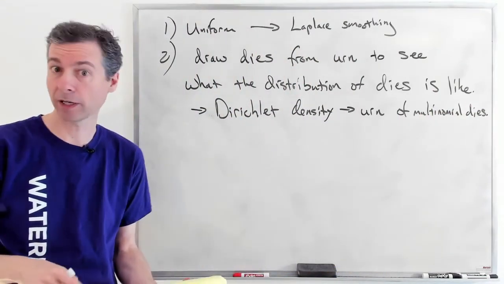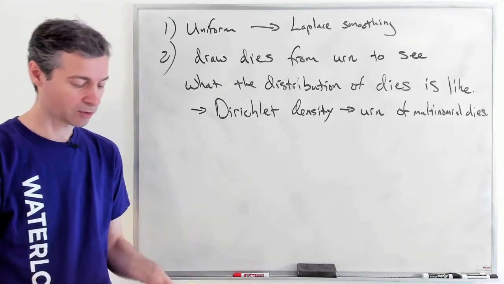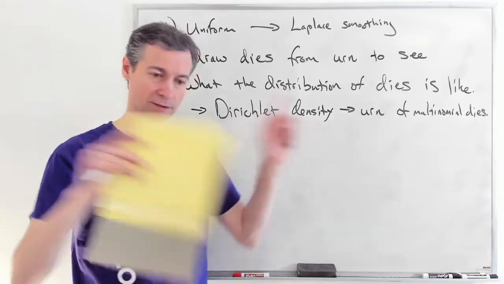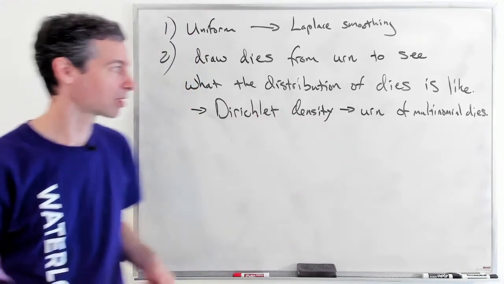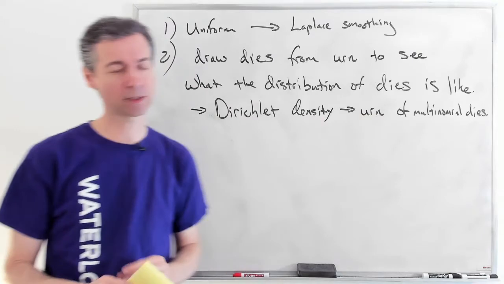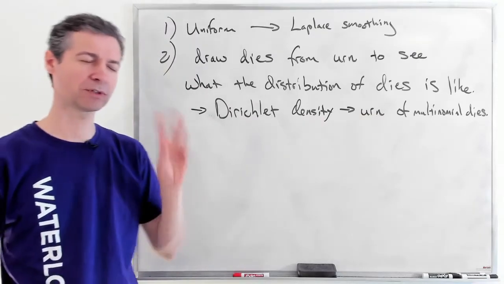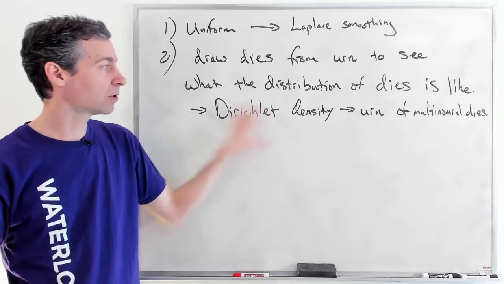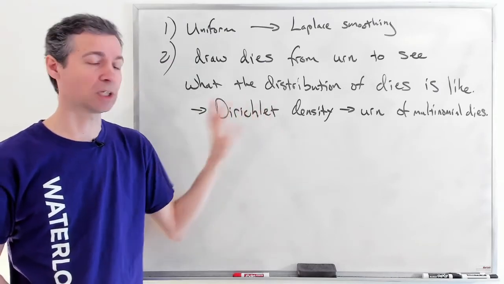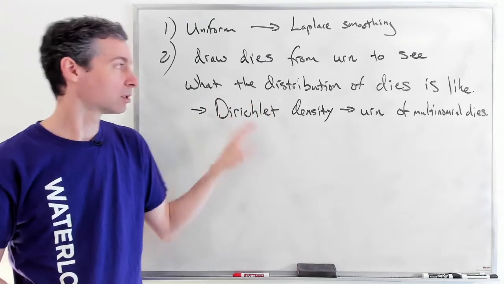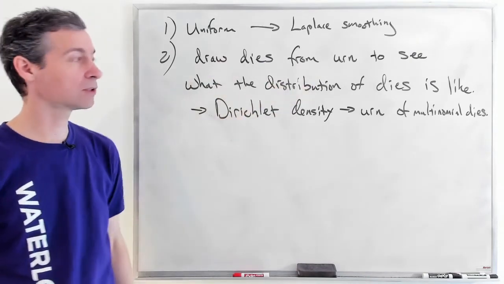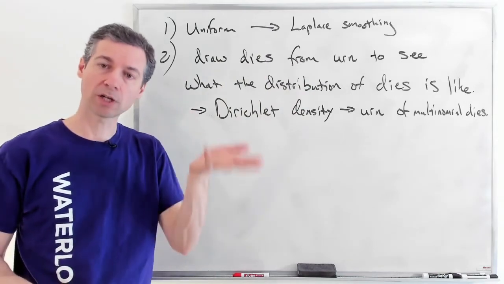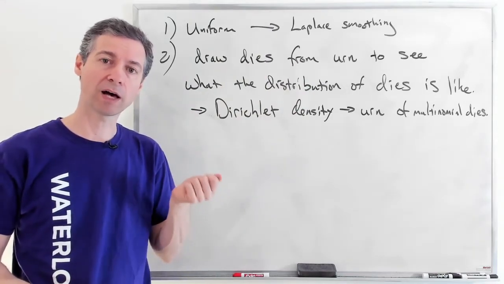Now you go, great, what's the Dirichlet density? We're going to leave it at, think about a Dirichlet density, some distribution. We're going to just think and know that all Dirichlet distributions are like an urn of multinomial dies. So if I had one of these things, I could use it to find out the behavior and the prior probabilities that I should assign to a generic model of a die.